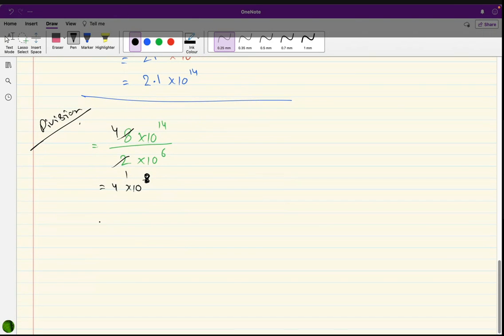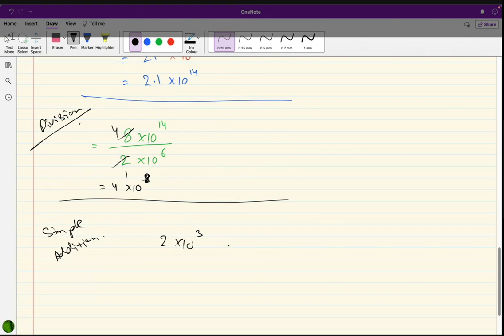Now we are going to talk about addition and subtraction. Starting with simple examples. For example, 2 into 10 raised to the power 3, first number, plus 3 into 10 raised to the power 3. So this will be 2 plus 3 is 5. Basically, I'm taking out 10 raised to the power 3 as common. So this is 5 into 10 raised to the power 3.